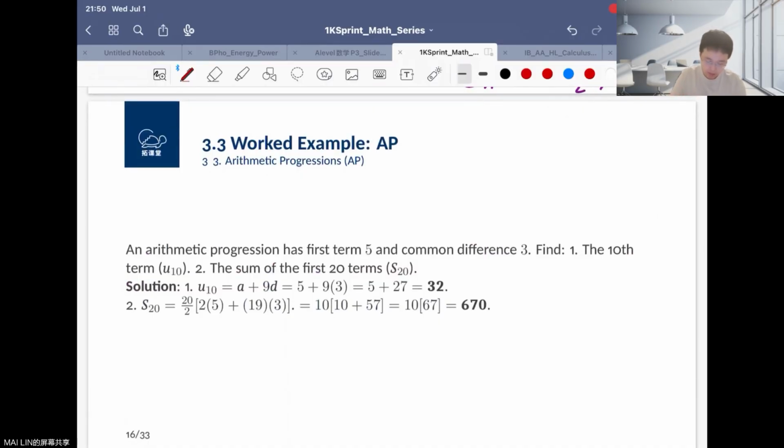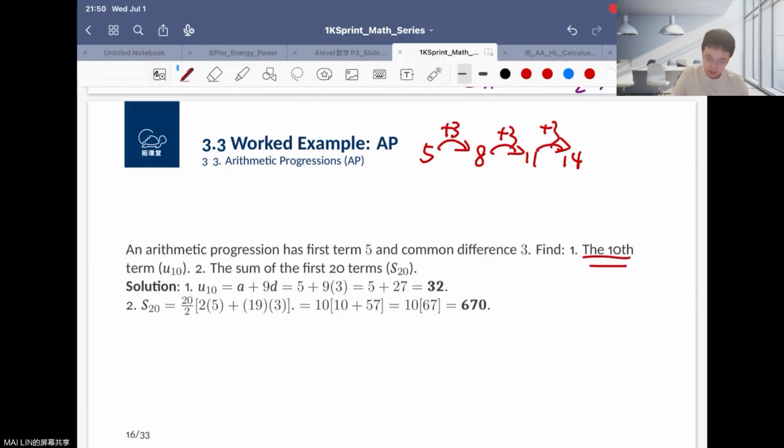The problem says that in an arithmetic progression, the first term is 5 and the difference is 3. So that means the second term is 8, right? The third term is 11. The fourth term is 14, right? Each term is bigger by 3 than the adjacent term before it, right?